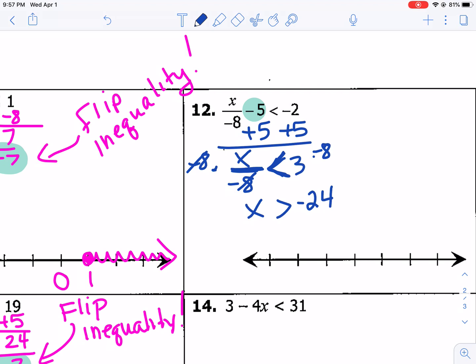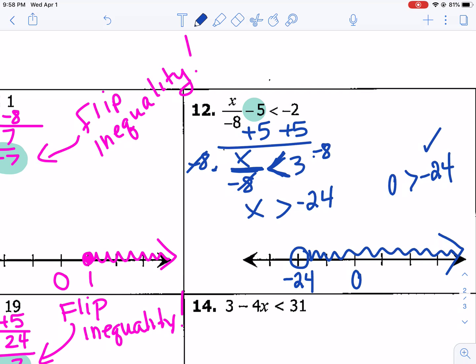When I go to graph, I really care about where my 0 is and where my negative 24 is. Greater than, open circle. Where are the numbers that are greater than negative 24? This way. And again, I can test it out. We can plug 0 in. Is 0 greater than negative 24? You bet.